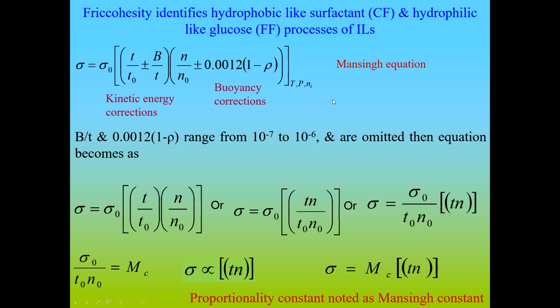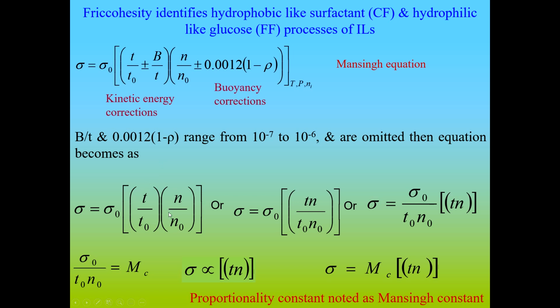Now friccohesity is calculated with the Mansing equation. This sigma is the friccohesity of the sample, and sigma naught is the friccohesity of your medium. T is the viscous flow time of your sample, and T naught that of the medium, and B by 2 is the kinetic energy correction, used if there is some hydration or capillaries are not uniform. And n is the pendant drop number, with the replica I have shown, and n naught is of the medium. This is the buoyancy correction because it is a non-continuum flow, involving the viscosity, density and air density. The kinetic energy correction and buoyancy correction were negligible, 10 to the power minus 7 to 10 to the power minus 6, so we omitted them, because no correction is required for this surface meter device.